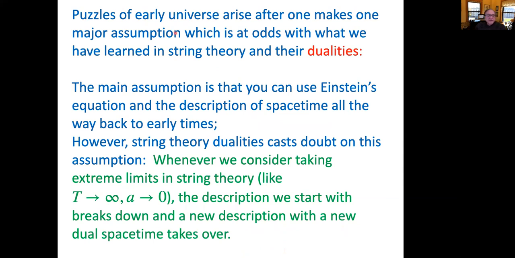So you might ask, if inflation is in trouble, then how are you going to resolve the early universe puzzles? You see, the puzzles of the early universe arise after one makes one major assumption, and that major assumption is at odds with the string dualities. For example, take the horizon problem. We take the universe back to the early time. The radius shrinks to zero. And we say, oh, therefore, the light coming from the left and the light coming from the right had never been in causal contact, and there's a horizon problem.